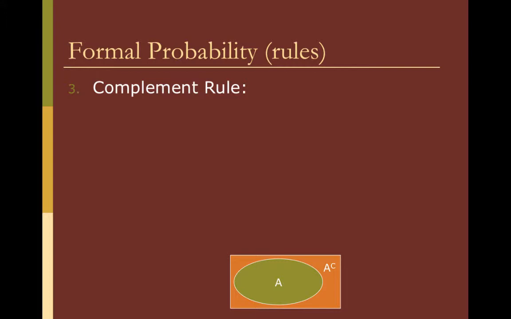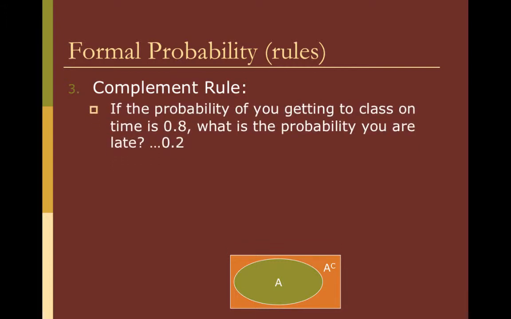So this does not mean that you have to compliment me when you come to class tomorrow, but instead the complement rule means that it's everything else. So you subtract from 1 is essentially what the complement rule means. So for example, if the probability of you getting to class on time is 80%, then what's the probability you are late? Well, you're either going to be on time or late. So if you're on time 80%, then you are late 20%. You just have to subtract it from 1.